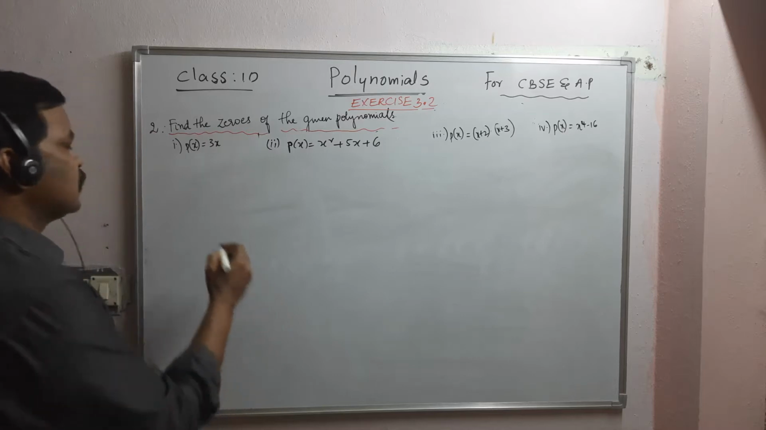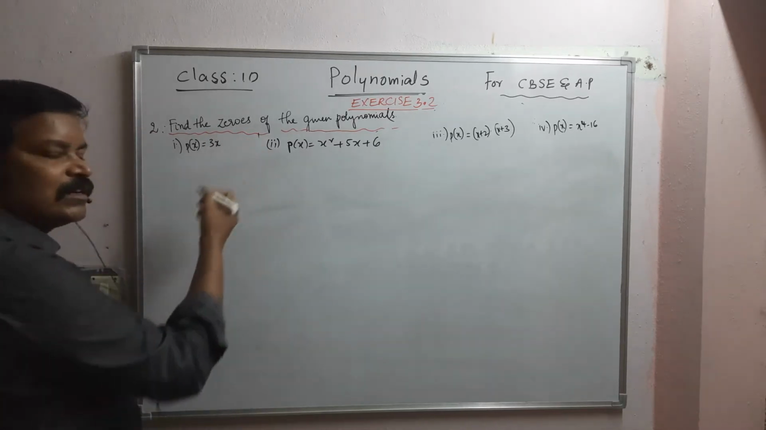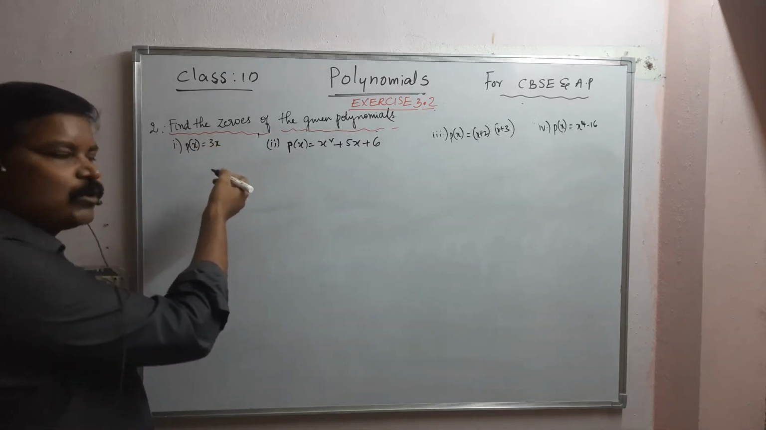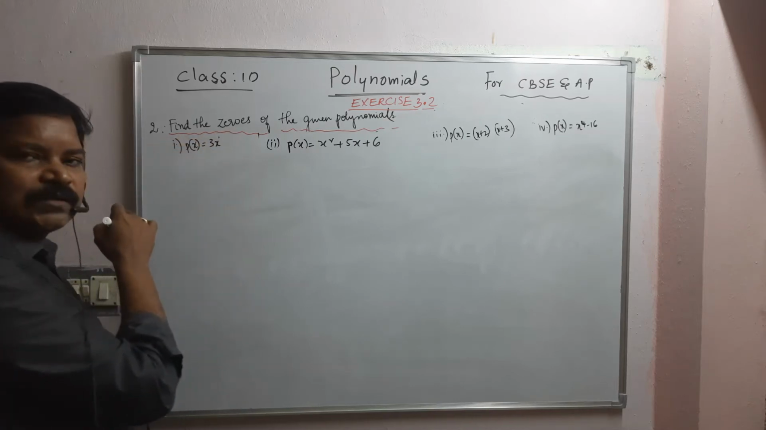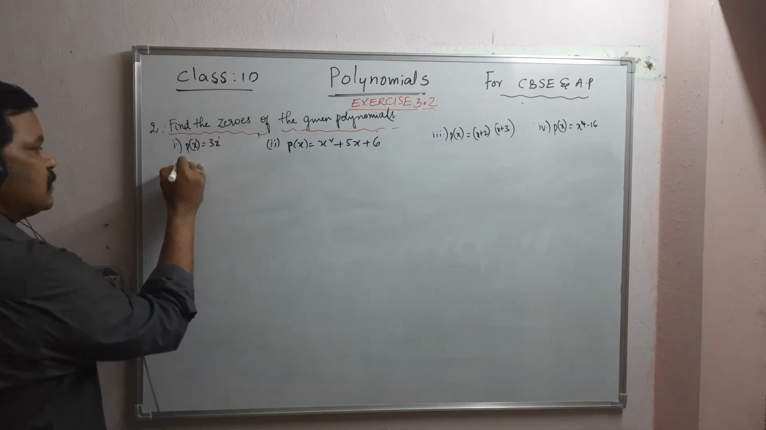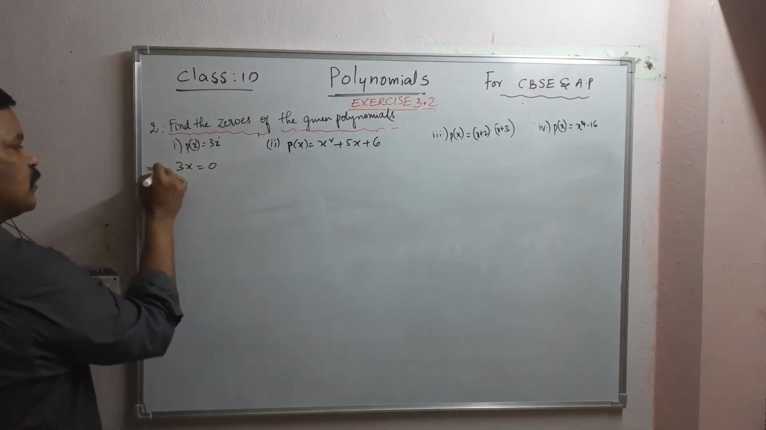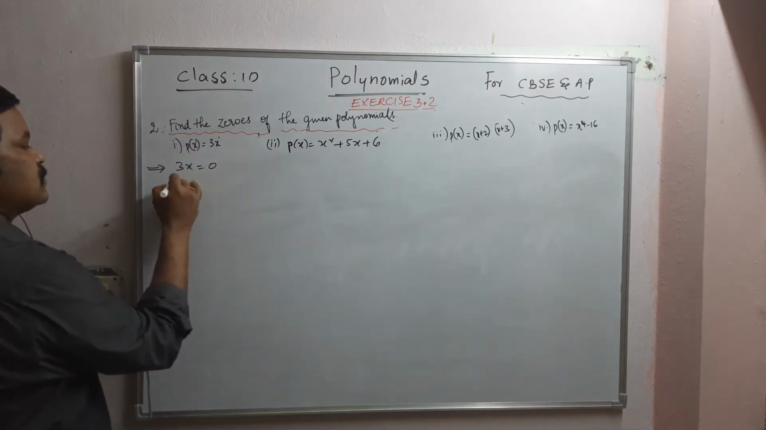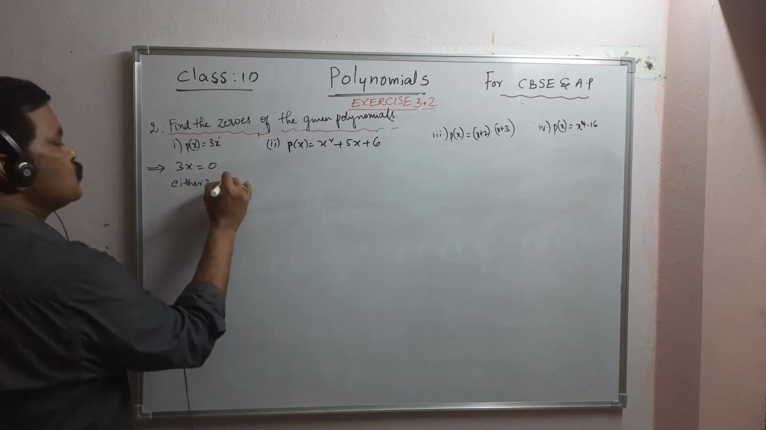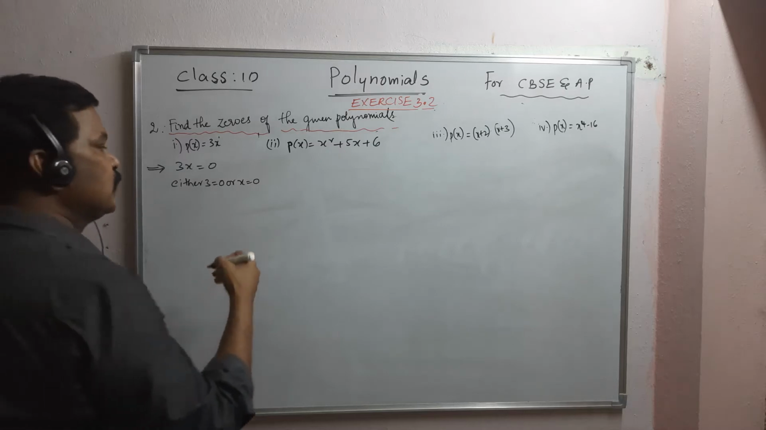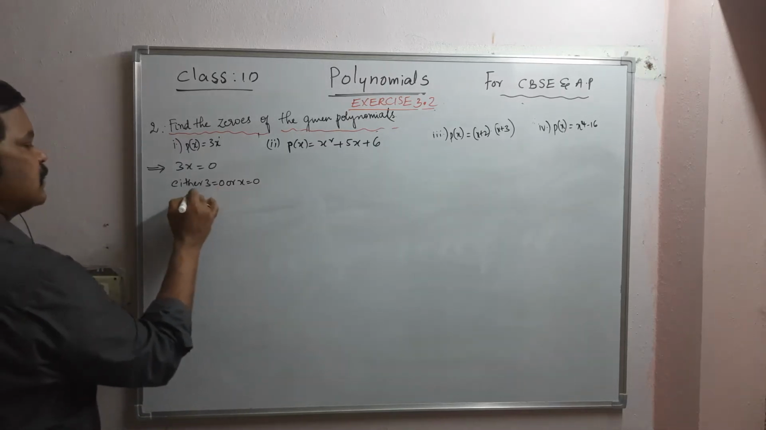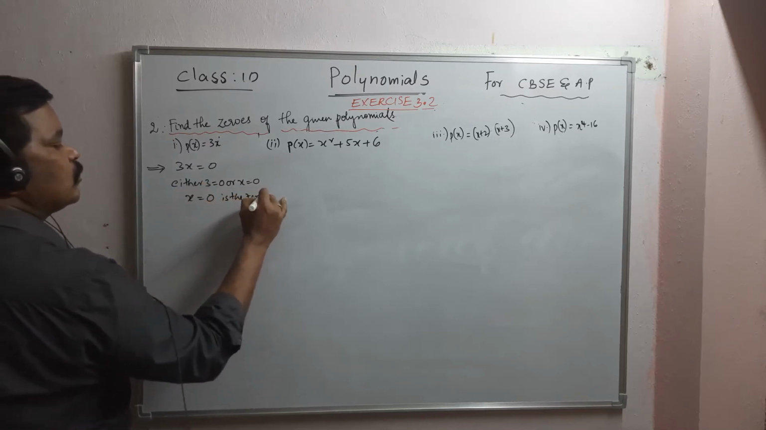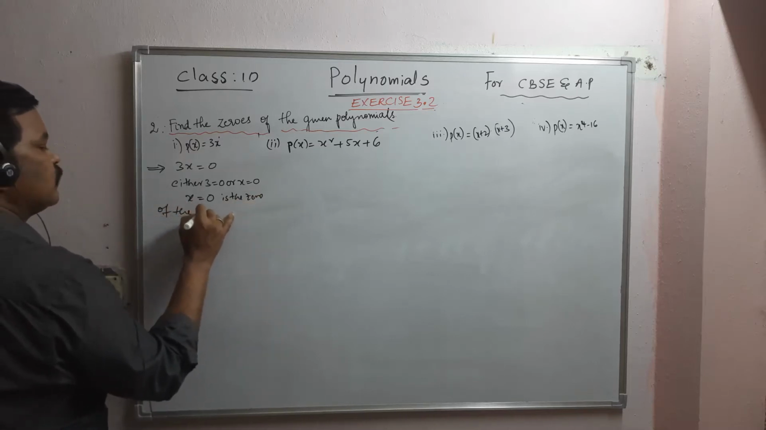The second question is like this. P of x is equal to 3x. We have to find the zeros of the polynomial. See, what is the type of this polynomial? It's a linear polynomial. Why? Its degree is 1. Therefore, it has only one zero. That means this polynomial must be equal to 0. We have to find the value of x here. That means 3x is equal to 0, so x is equal to 0, which is the zero of the polynomial.